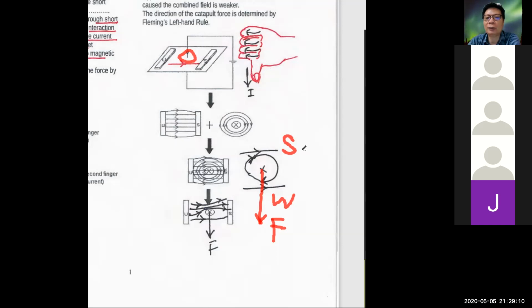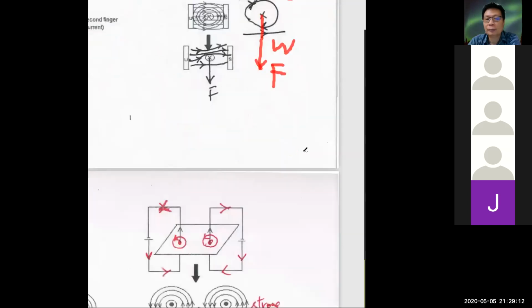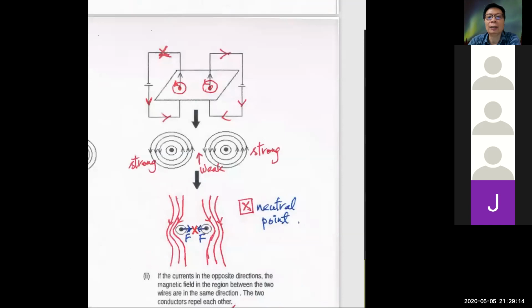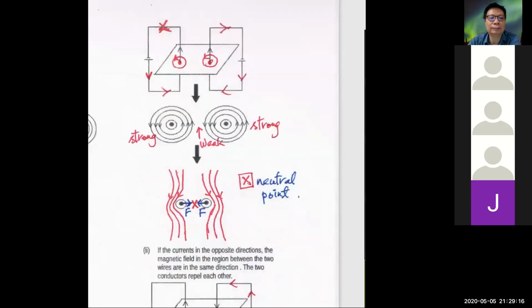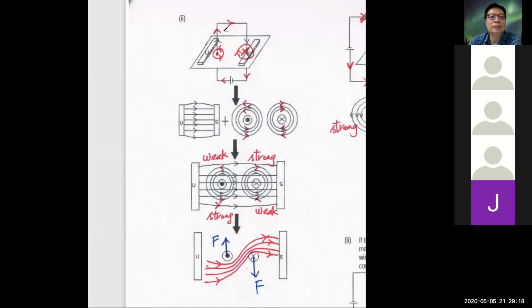Okay, now we move into the next one. Next one is here. This one is another one. This one is type 2. This one is more complicated, so take your time.